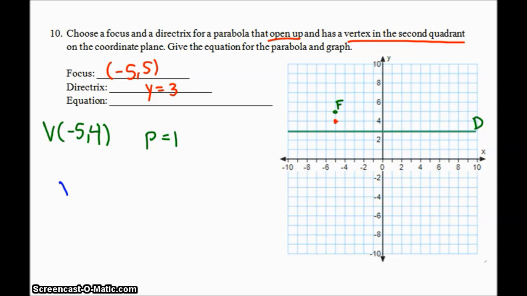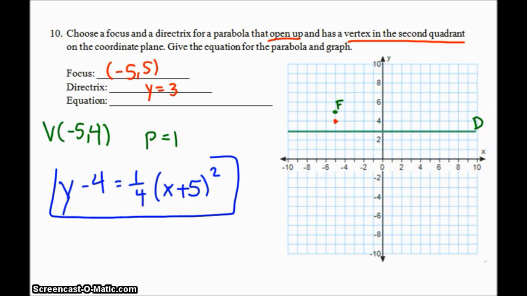So remember, to plug it into the formula, we have y minus k equals 1 over 4p, times x minus h squared. Replace k with 4. Replace p with 1, so 4 times 1 is 4, and replace h with -5, so this turns into a +5. There is the equation.